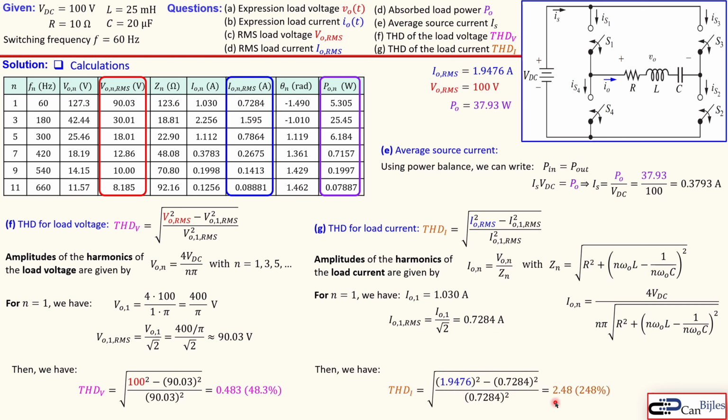You now get 2.48. This is interesting. This is actually larger than 1. Normally we have a value smaller than 1 here, so we have some percentage which is lower than 100%. In this case it is 248%. So the distortion is quite high, and that is really because of this capacitor. That is the effect on the load current harmonics.